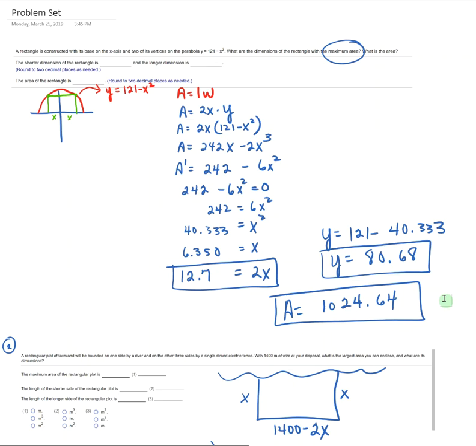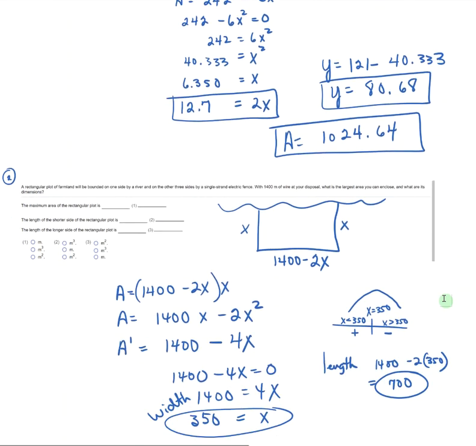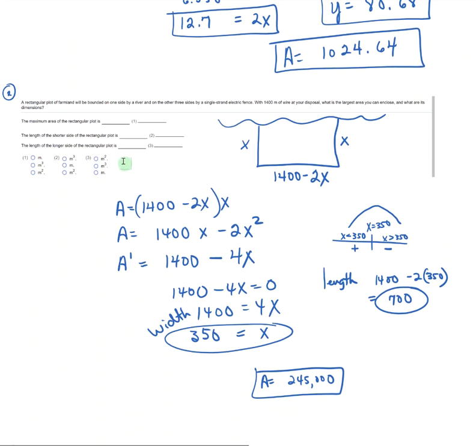All right, let's look at number 2. A rectangular plot of farmland is going to be bounded on one side by the river and the other 3 sides by a single strand electric fence. You have 1,400 meters of wire at your disposal. What's the largest area you can enclose, and what are the dimensions?